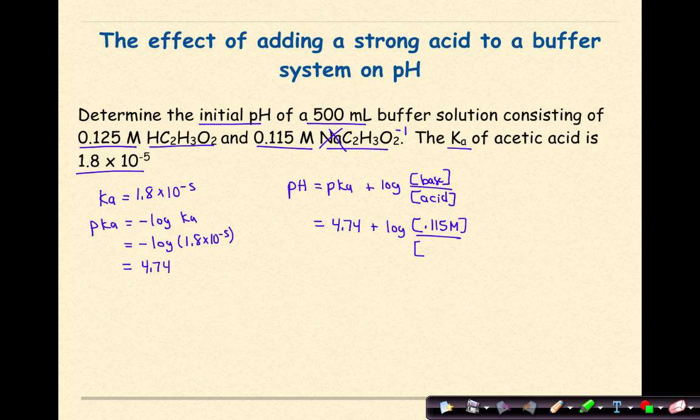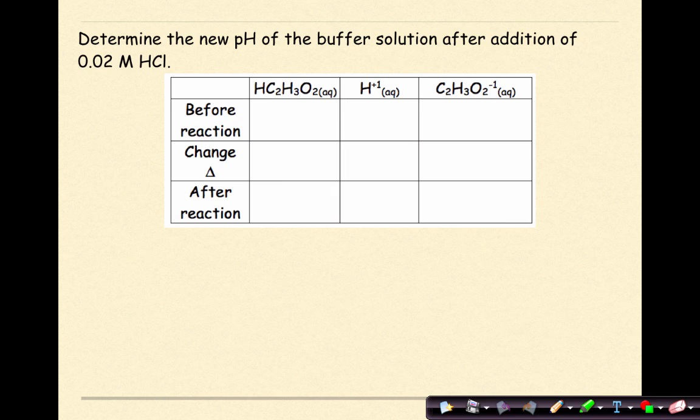And then the concentration of our acid is going to be 0.125 molar. So if we work that out, 4.74 plus the log of 0.115 divided by 0.125, the pH turns out to be 4.70. So this is the initial pH prior to the addition of a strong acid. Now we're going to determine the new pH of the buffer solution after the addition of 0.02 molar hydrochloric acid.